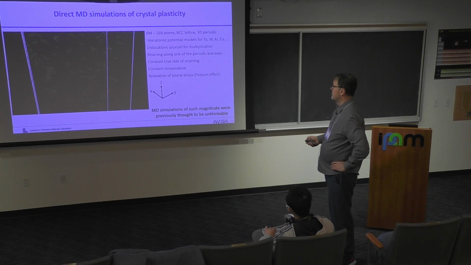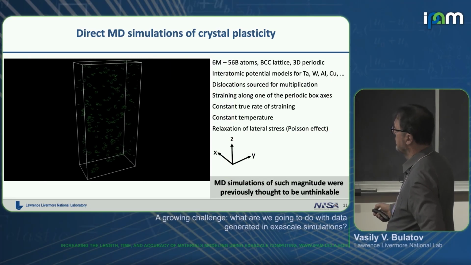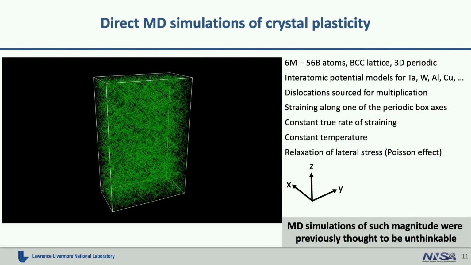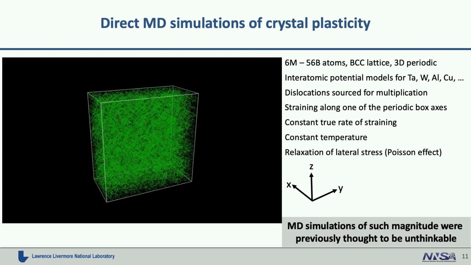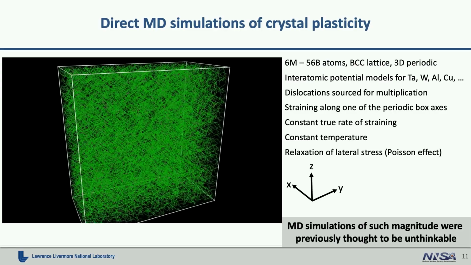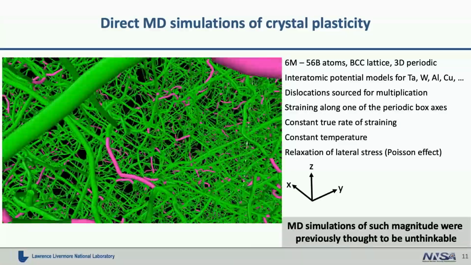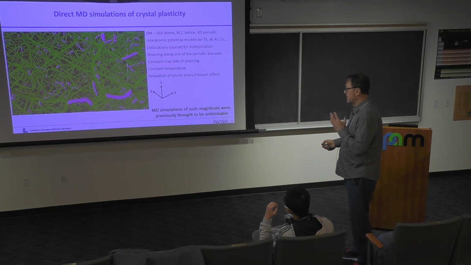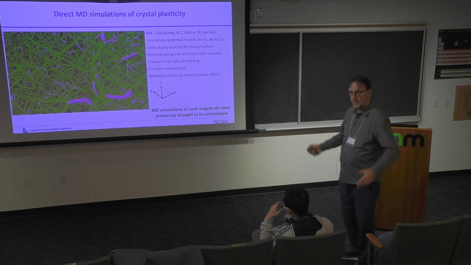We're straining along one of the periodic box axes. Let's see. Yes, so that's the box. We'll just zoom out and begin to compress it vertically, and dislocations begin to move around, multiply, and form dislocation networks. It's all done in this case at constant temperature. We allow lateral relaxation, Poisson effects, and we can look inside and see how these dislocations organize themselves. And up to that point, simulations of that scale in this context were thought to be unthinkable, because you need to run not only large, but also long.